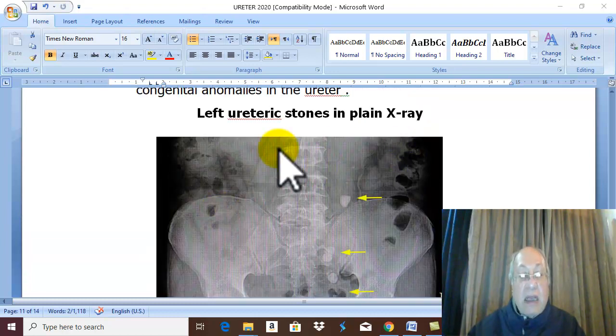And in this short plain X-ray, bones appear white and the gas in the intestine appears black. And this is a plain X-ray showing stones along the course of the ureter, which are ureteric stones.